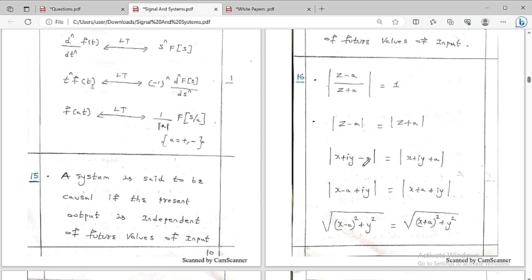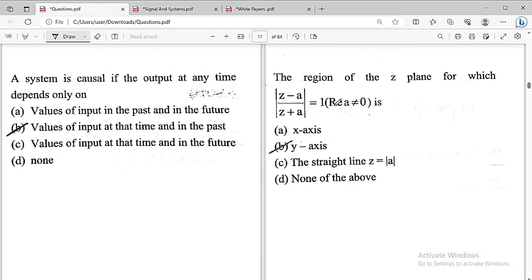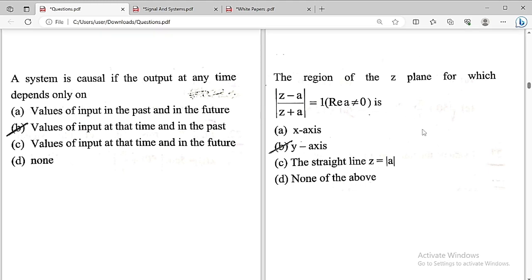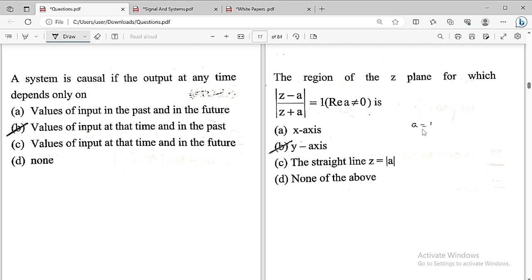See, I am going to assume a is just a real number, and its value is not equal to 0. Already they have given that. This a is a real number. Actually, they should say this is the real value. a is nothing but a real value and its value is not equal to 0.